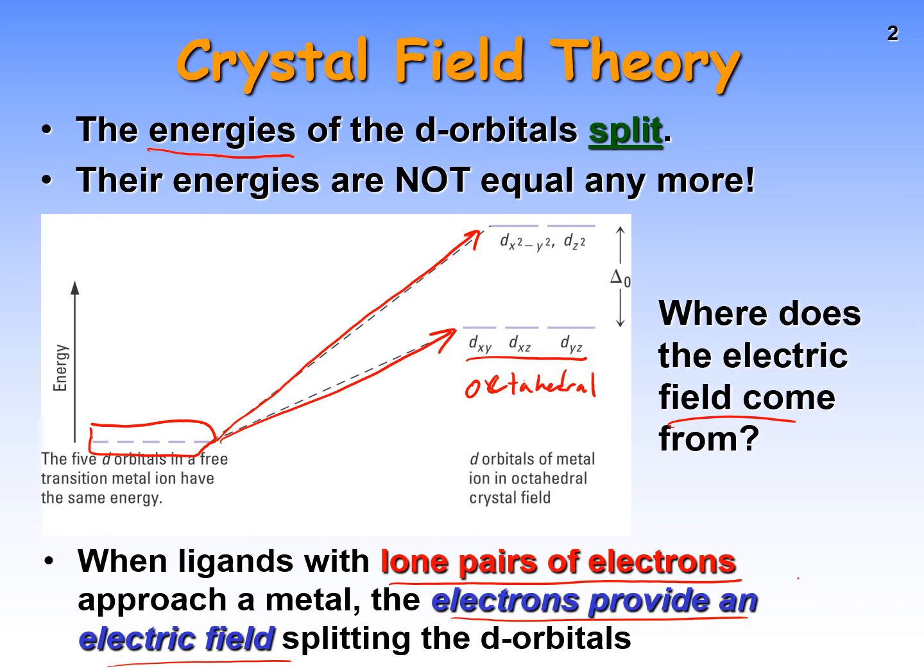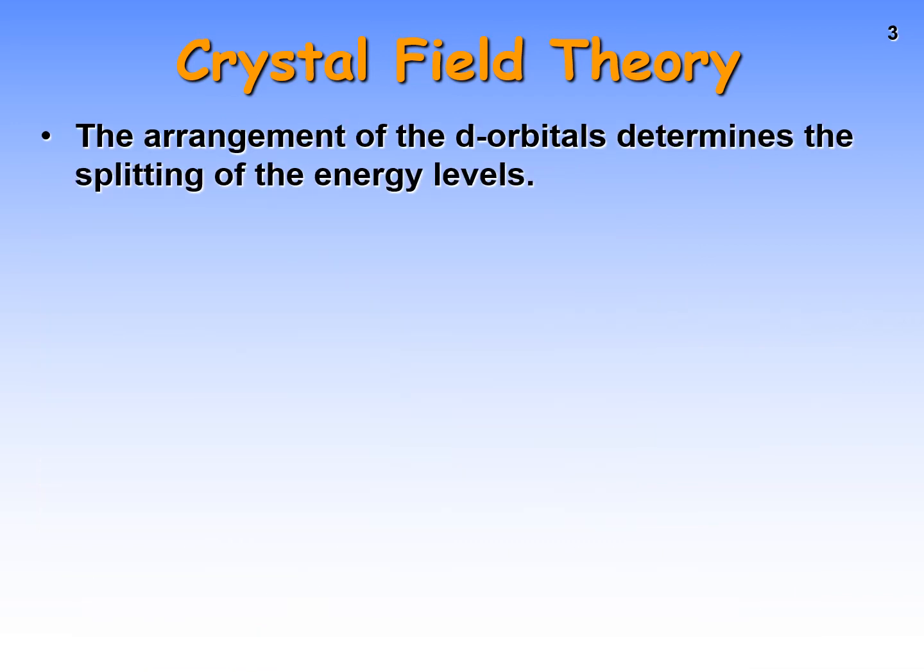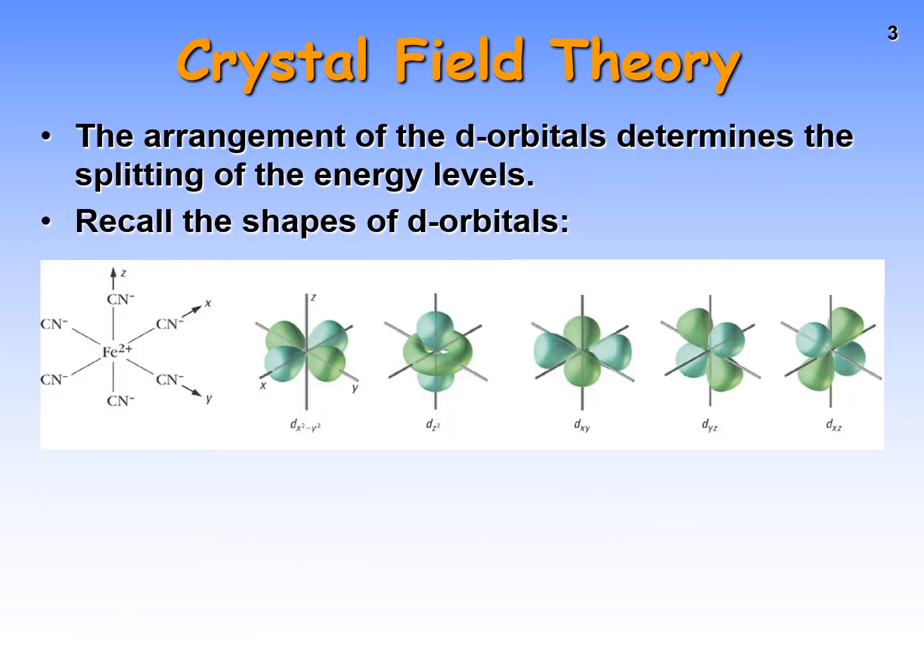Now, depending on what shape or structure our coordination compound has, octahedral, square planar, trigonal, tetrahedral, or linear, our splitting is going to look different. And we'll talk about why on the next couple slides. But this is the first intro to what we call crystal field theory. So the arrangement of d orbitals really determines the splitting energy levels.